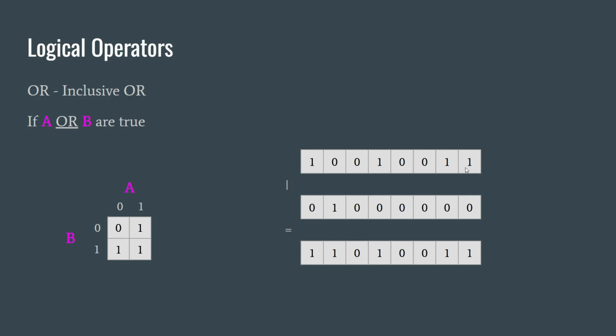So 1 and 0, well, there's a 1, so that's a 1. 1 and 0, there's a 1, so it's a 1. 0 and 0, so it's 0. 0, 0, 0. 1, 0 becomes a 1. 0, 0, 0. 0, 1, 1. 1, 0, 1. So you can see anywhere there was a 1 in either of them, it gets set to the bottom. So it kind of combines them. Anything that's set will be set in the result.